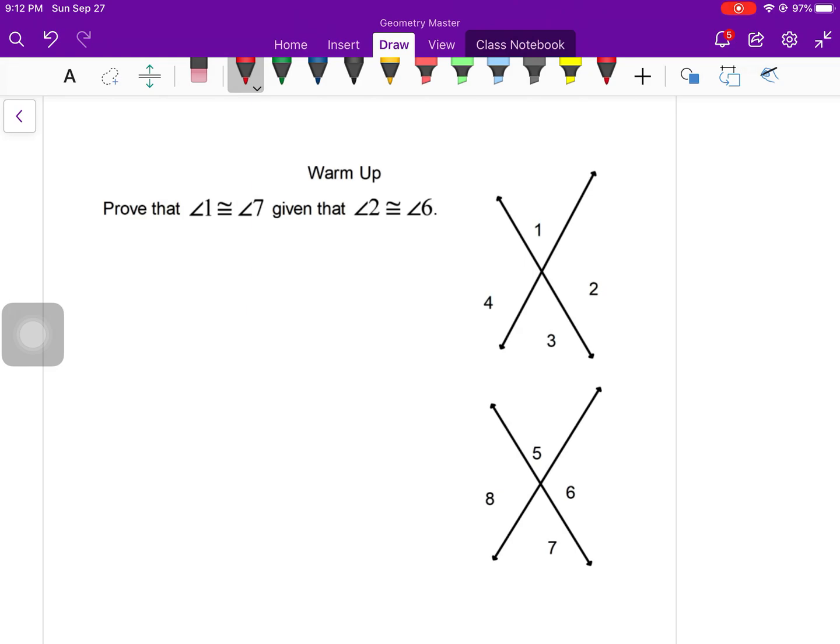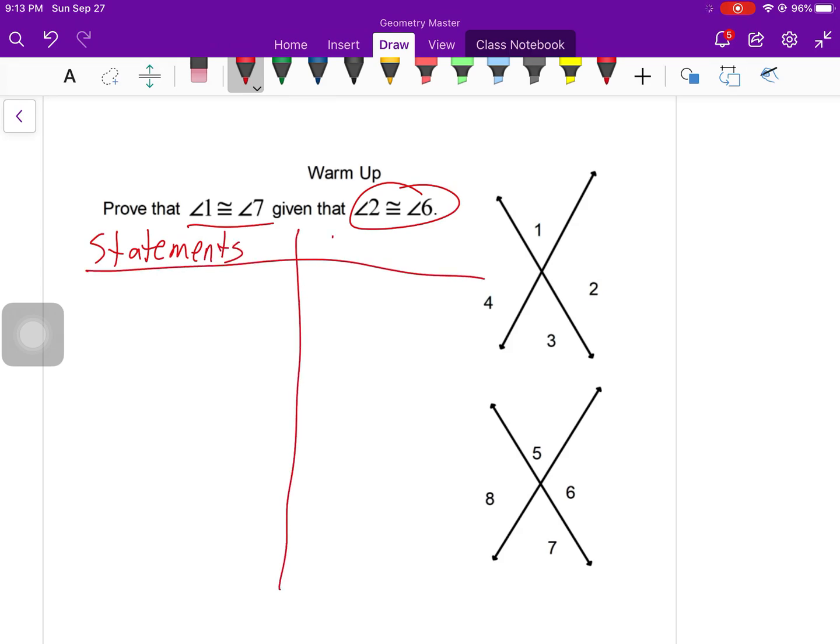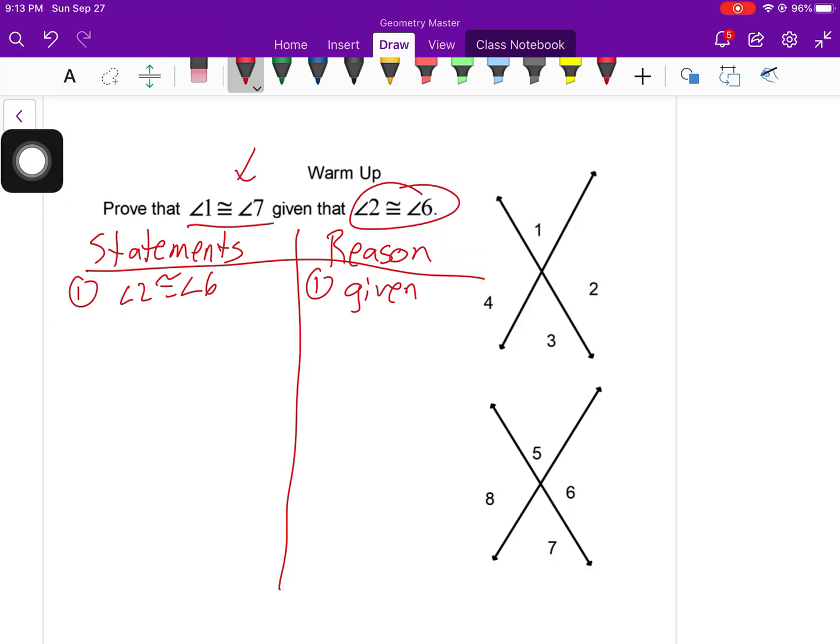So for this, we want to prove that angle 1 is congruent to angle 7, and we are given that angle 2 is congruent to angle 6. So we start with our statements on the left and our reasons on the right. The first statement, number 1, is that angle 2 is congruent to angle 6. That is what we are given. We are trying to prove angle 1 is congruent to angle 7, so we are not given that.